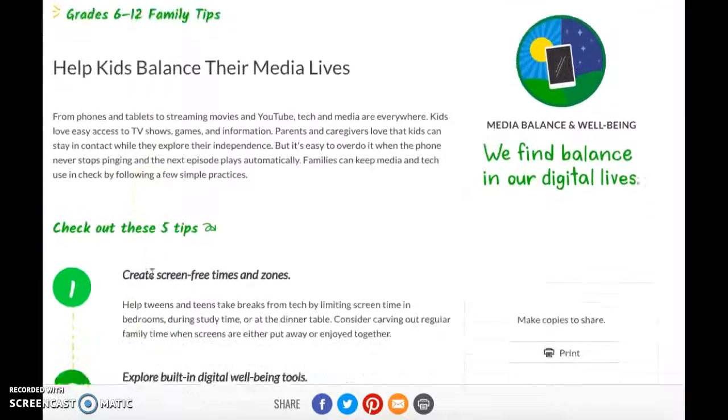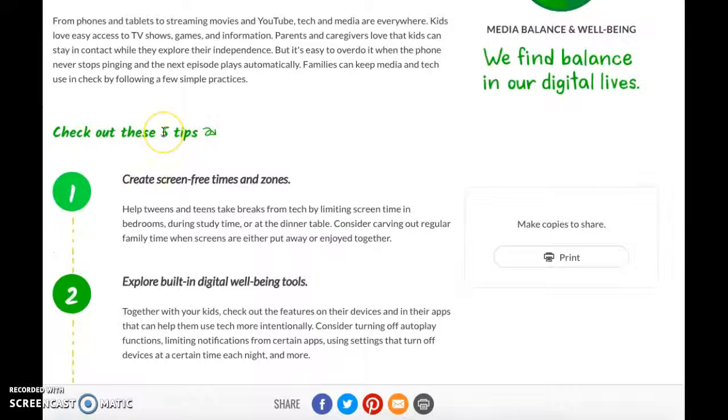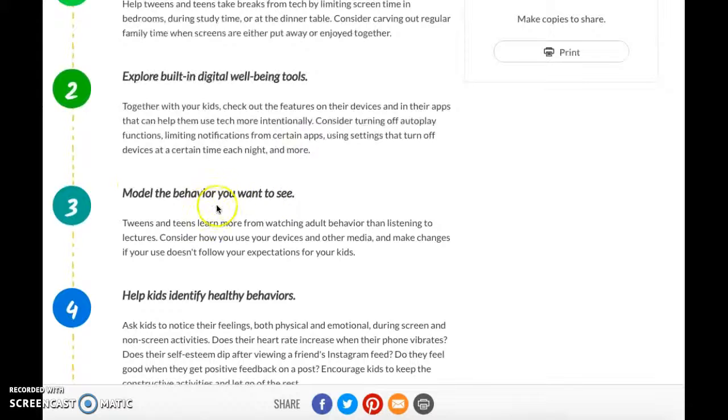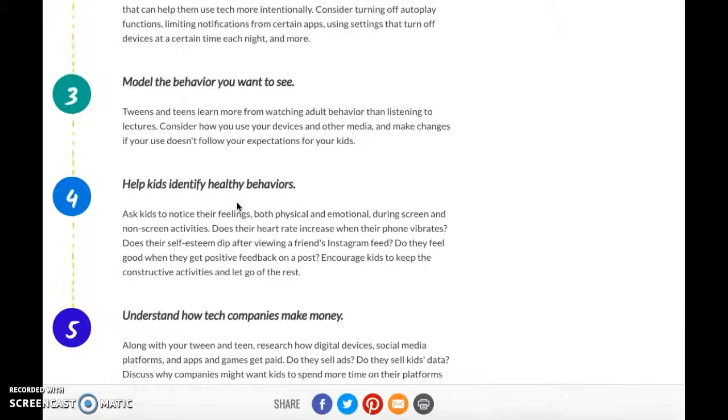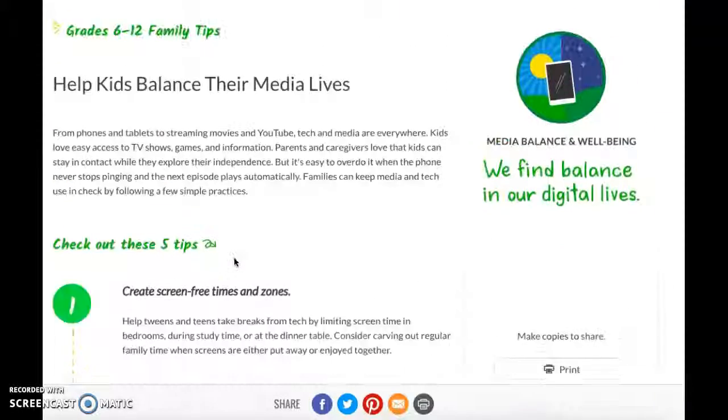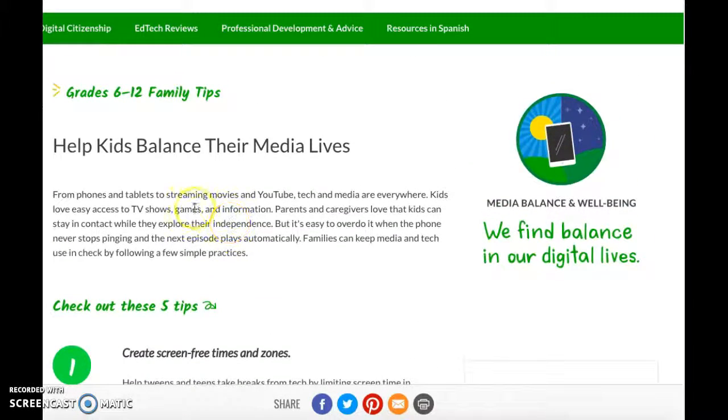This one specifically gives you 5 tips to creating an environment where kids can work and thrive while having a balance of digital tools, but also taking a break from those. Some of those being: create screen-free time and zones, explore built-in digital well-being tools, model the behavior you want to see, help kids identify healthy behaviors, and understand how tech companies make money. Under each of these categories, you can explore more. They have many other resources on this topic of helping kids create balance of media in their lives.